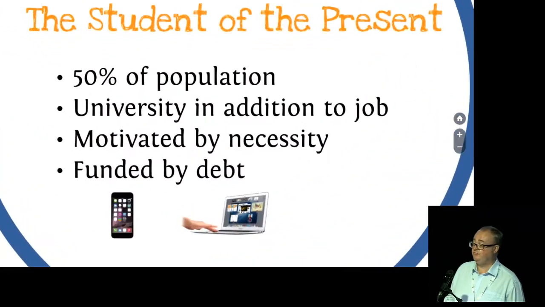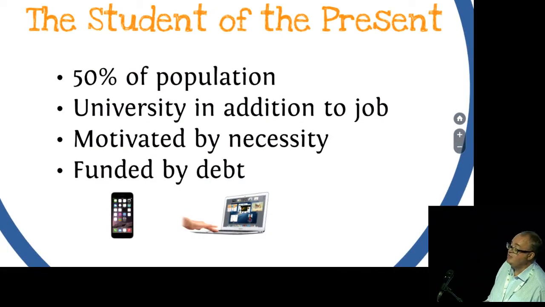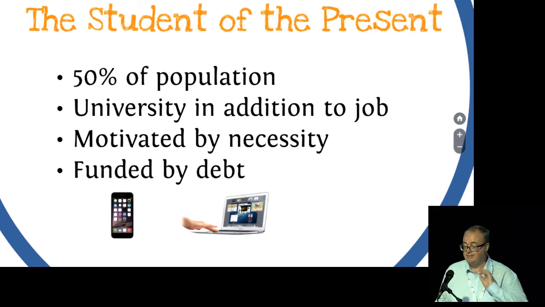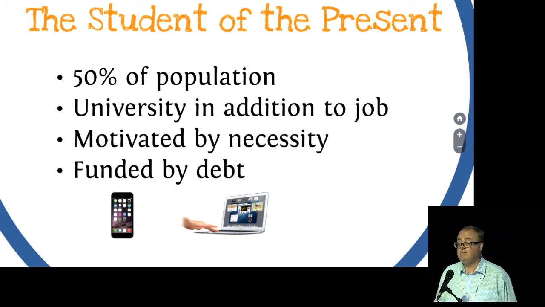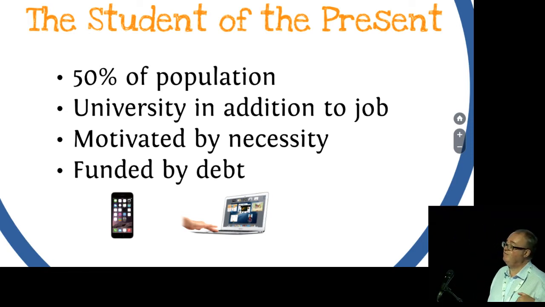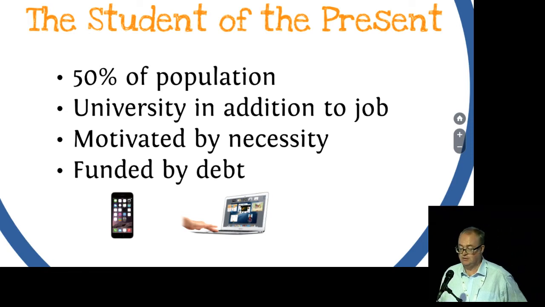If we contrast that with the student of today, the government aims that 50% of the population should go to university. And they go to university often in addition to getting a job, because many students need to get part-time employment and need to fund their education. They're motivated by necessity. They need to have a degree to get a job, or they need to have a degree in order to get the job that they want, and they're funded by debt.